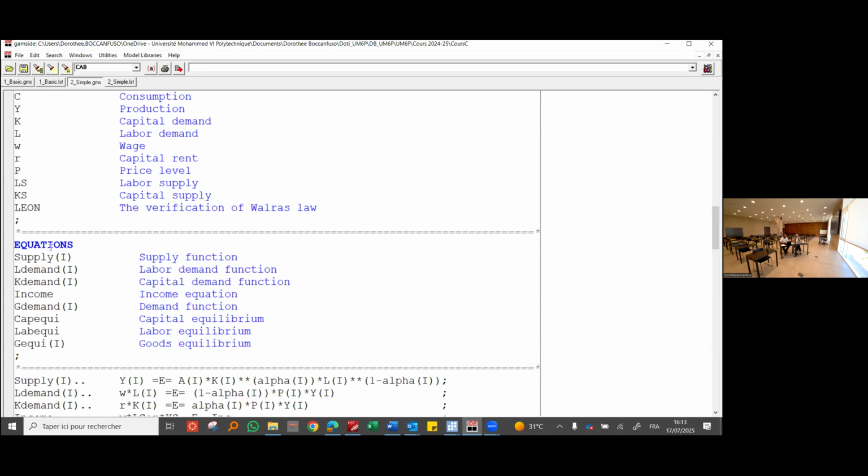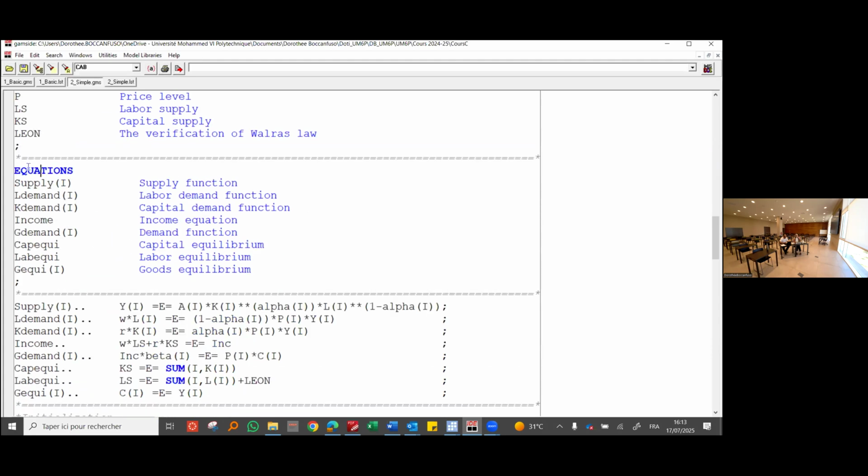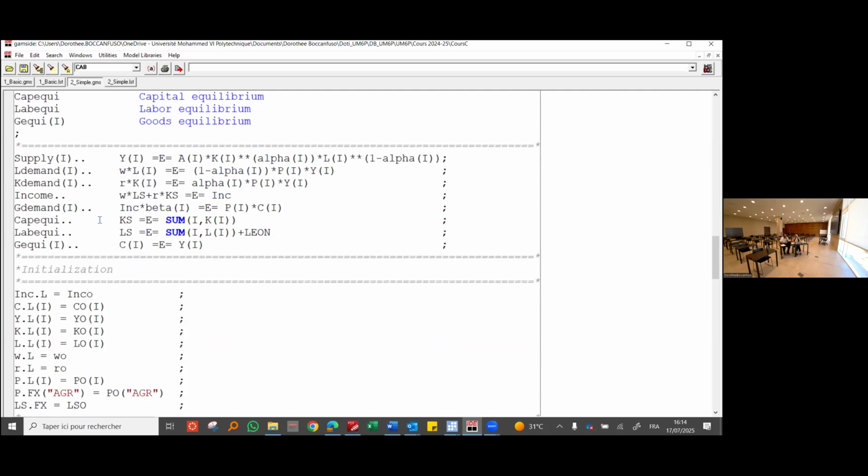Now we declare equations, and here it's in two parts. The first part is the declaration of the names of the equations. Previously I mentioned that GAMS reads line by line. At this point, GAMS reads a system, so you can put an equation before another. After the declaration, you have to define each equation here. Then you have a supply function, labor demand function, capital demand function, and so on, all the equations of the model. When we have two equations, you have an index I. I discussed that before. And here you have the equations of the model.